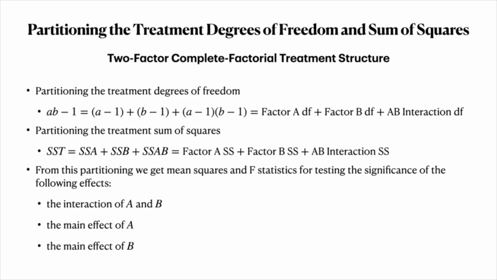And so the number of degrees of freedom associated with factor A is A minus 1. The number of degrees of freedom associated with factor B is B minus 1. And then the number of degrees of freedom associated with the interaction of A and B is A minus 1 times the quantity B minus 1.